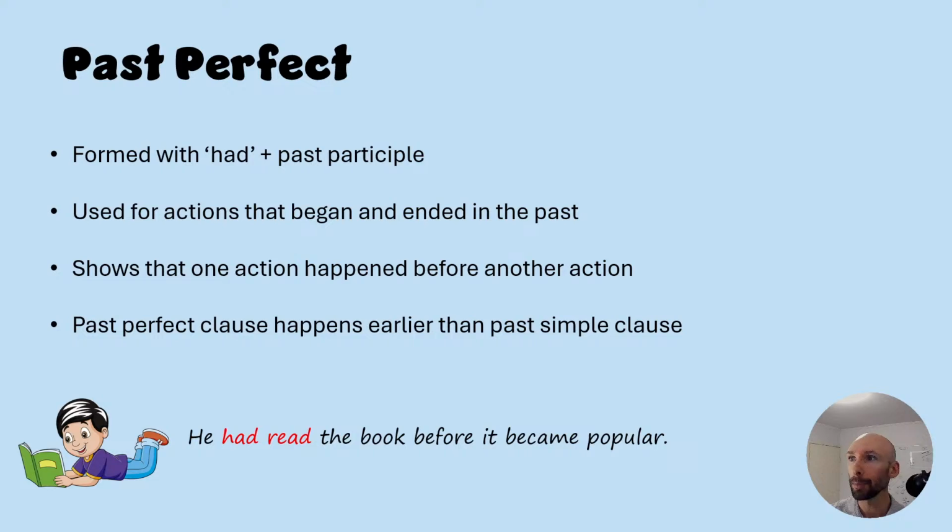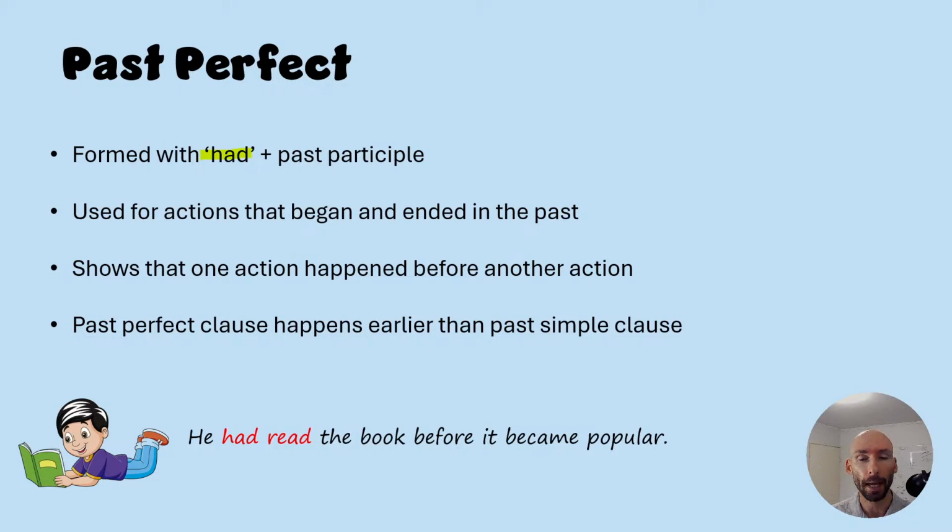Let's start off having a little bit of a chat about the past perfect tense, how it's formed, and when it's used. So we form the past perfect tense using the auxiliary verb had. Then we need the past participle of the verb that we want, of that main verb in our sentence.